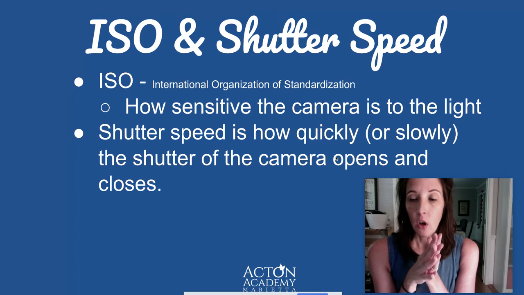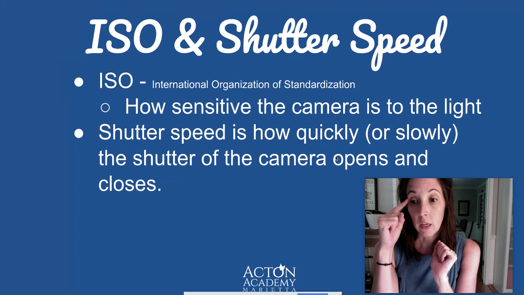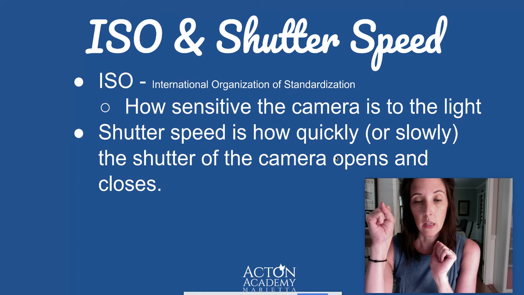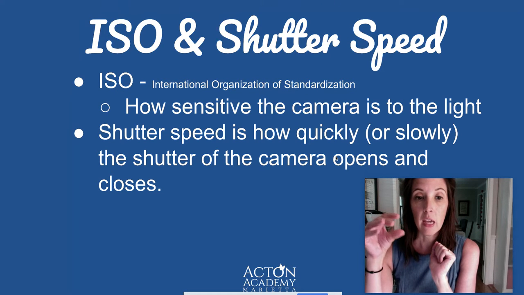So that's ISO. Shutter speed is, if you think of the camera as kind of like your eye, there is a lens in there that opens and closes. And so shutter speed is how quickly or how slowly it opens. Depending on what you're doing, if you have a lot of light or you're trying to freeze motion, like somebody's running and you're trying to freeze them, you're going to want a much higher speed. You're going to want that thing to open and close really, really quickly.